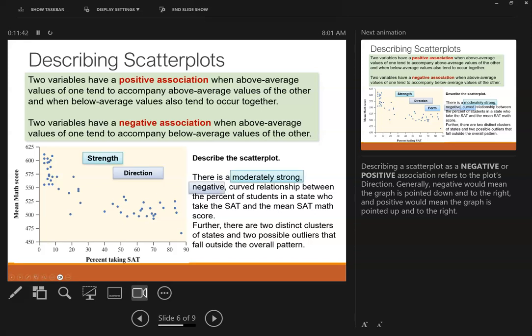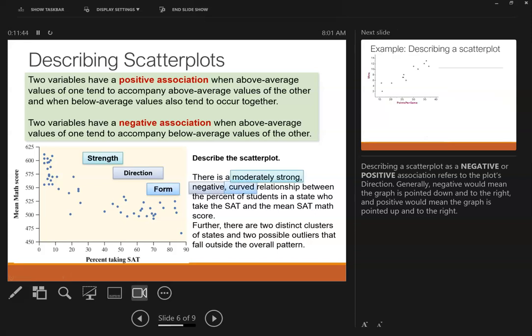So again, the strength, direction, and form. Those are the three things that we're looking for in our description. The strength is describing how tightly grouped the data is together. The direction is positive or negative, whether the data is increasing or decreasing. And the form is the shape that we're seeing. Feels okay so far? No big deal. Just using some vocab and our eyeballs right now.